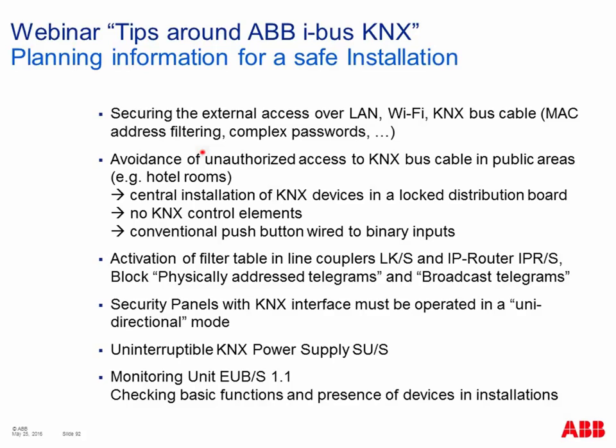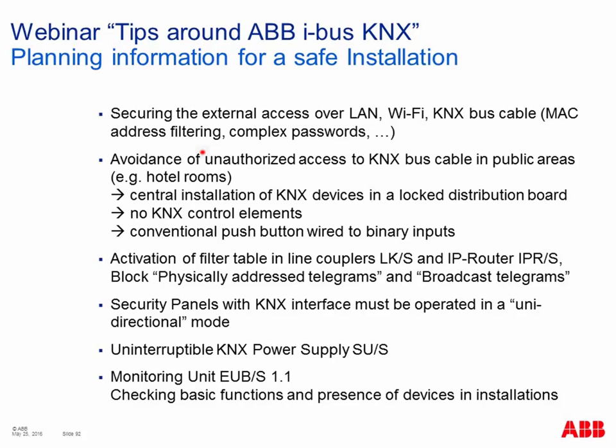And for example, it is also recommended to use no KNX control elements, no KNX sensors. So use standard push buttons and wire these standard push buttons to binary inputs. And these binary inputs are installed in the locked distribution board. So when a hotel guest opens or removes the push button, he can see only the cables but no KNX bus. And of course, on the IP router or the KNX line coupler, we have some parameter settings, for example, to block physically addressed telegrams or broadcast telegrams, so that we cannot send maybe a download from one line to another one. That's why we use physically addressed telegrams.